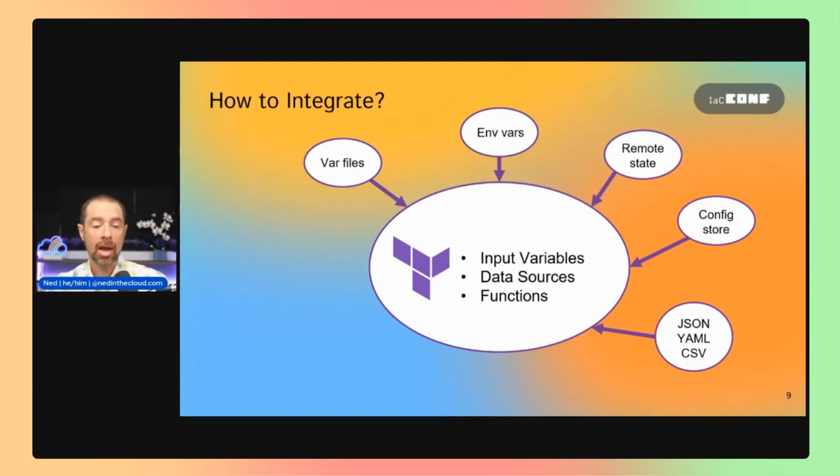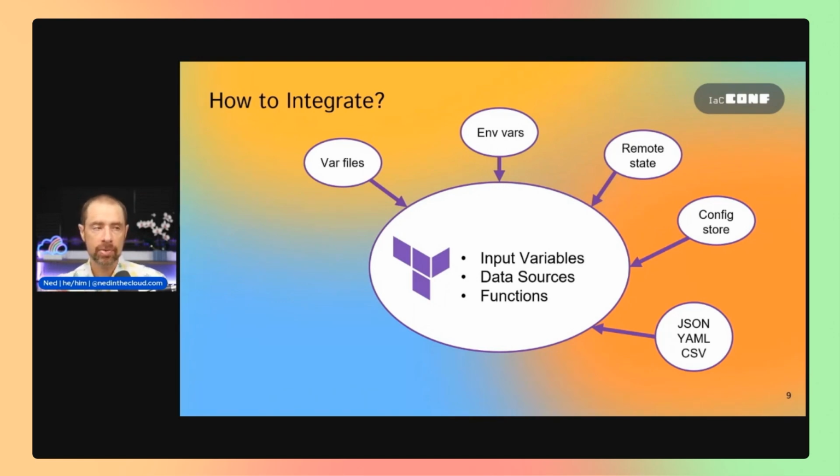That could be a resource group in Azure. It could be an existing cluster in Kubernetes. There's all kinds of data sources out there, but it's a way for Terraform to pull information in. And then the last one is functions. There are a few functions in Terraform that let you pull information in from a file. So there is a file function that lets you read in the contents of a file from a particular path.